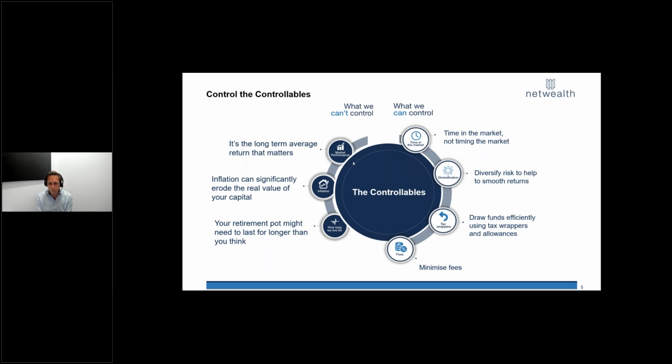into the future. Something that we know we can control and that we can definitely make sure is as good as possible for ourselves is being as tax efficient as possible.